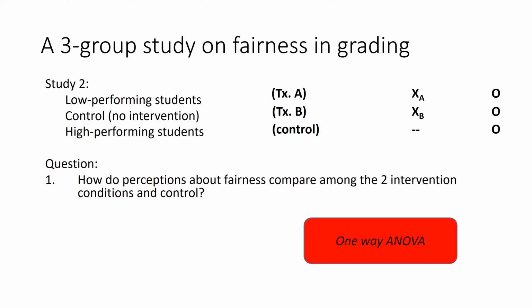So one question we could ask about this is, how do perceptions about fairness compare among the two intervention conditions and the control? And because you have three groups and no pretest, that is a basic one-way ANOVA, analysis of variance.